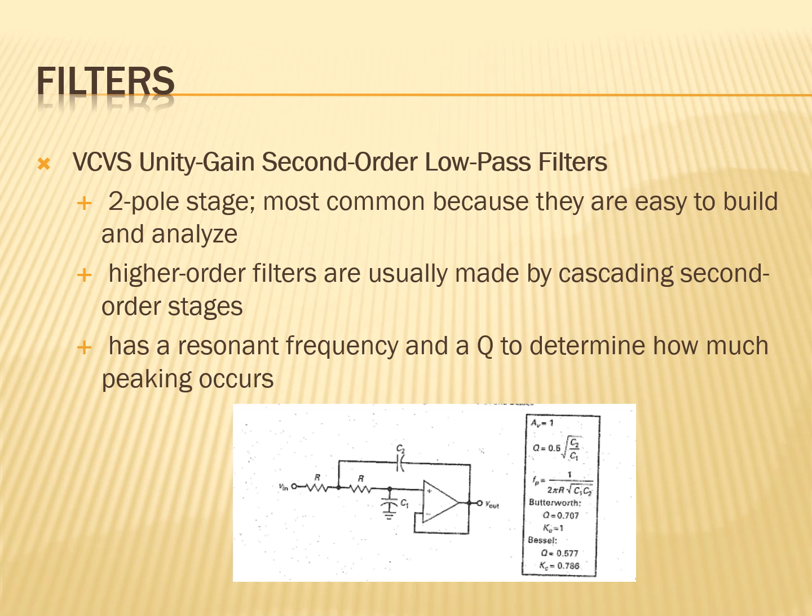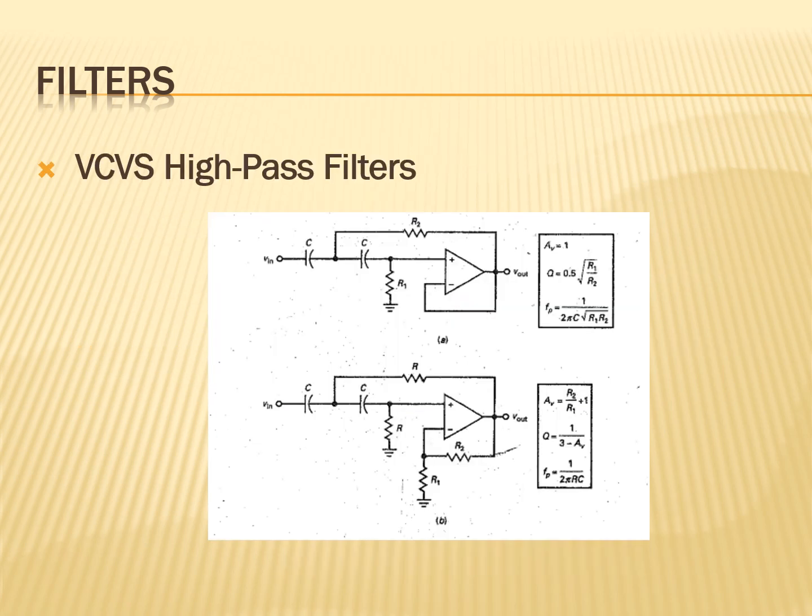It has a resonant frequency and a Q to determine how much peaking occurs. So take note, if we have a Butterworth, our Q must be 0.707. If we have a Bessel, your Q must be 0.577. Okay? So this is also your voltage controlled voltage source high pass filters, second order. Notice you have already 2 capacitors. So first order, 1 capacitor; second order, 2 capacitors.